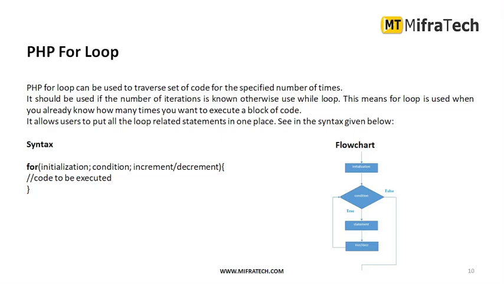Flowchart. The initialization and the condition must be executed. If it is true, the statement is executed, and then the increment happens. The condition is evaluated again. If the condition is true, the statement will be executed, and then the increment again. If the condition is false, it will go to the output.